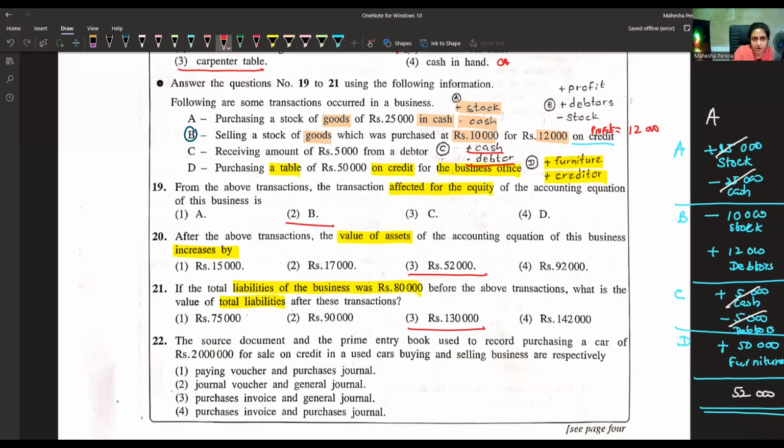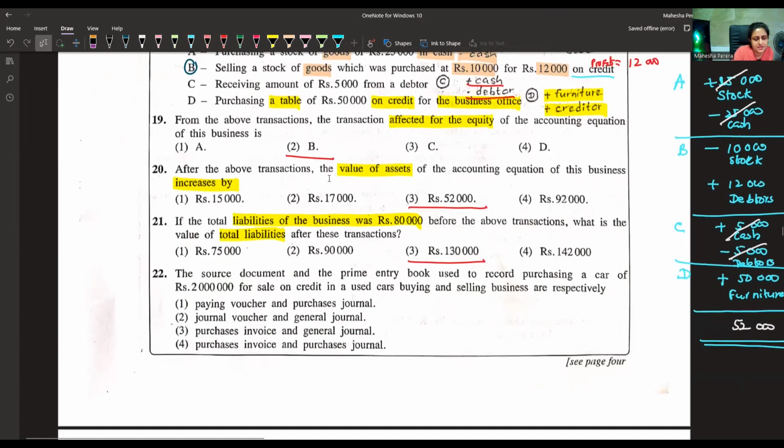හරි? Now if you have any objections to the answers, please raise. Hari. It's okay, Hari. Just raise your doubts. Right. 22nd. Hari. 22nd. Source document and prime entry book make a highlight කරන්න. Source document and prime entry book used to record purchasing a car of 2 million for sale on credit, used in a used car buying and selling business are respectively. Then make a focus කරන්න. Hari, it's a good question.